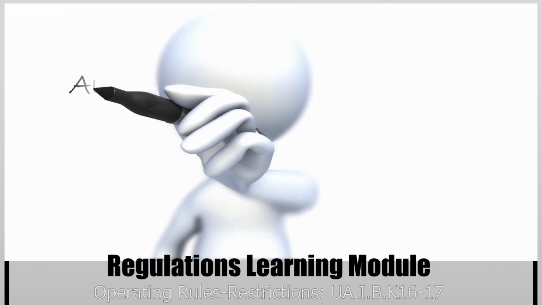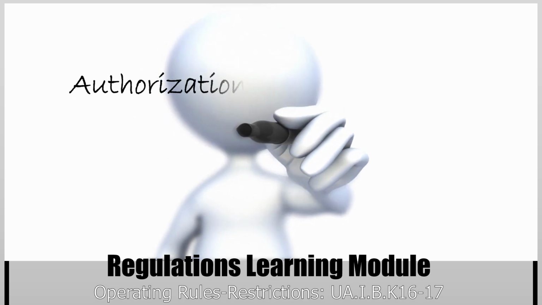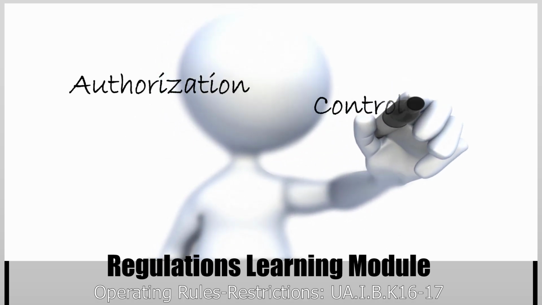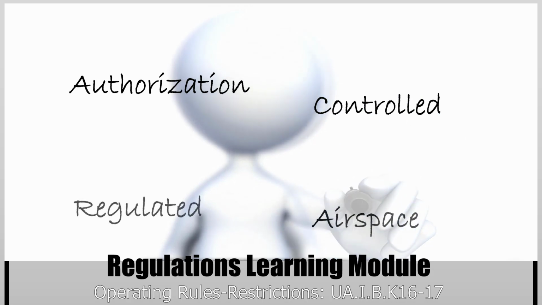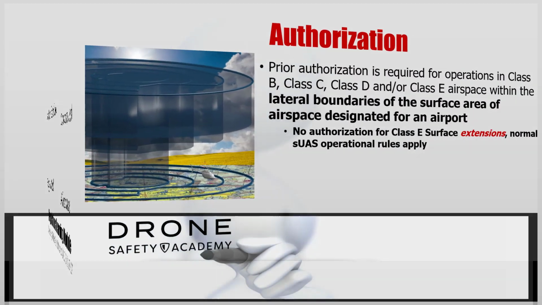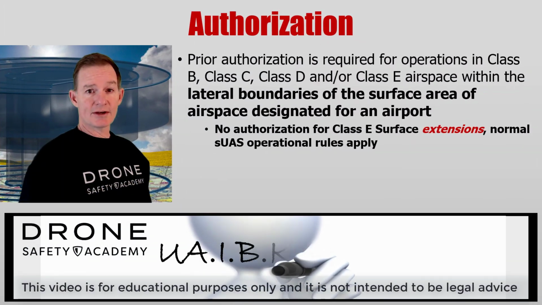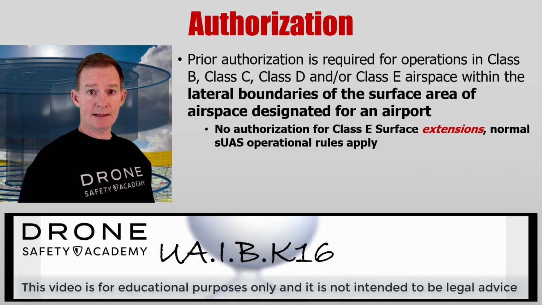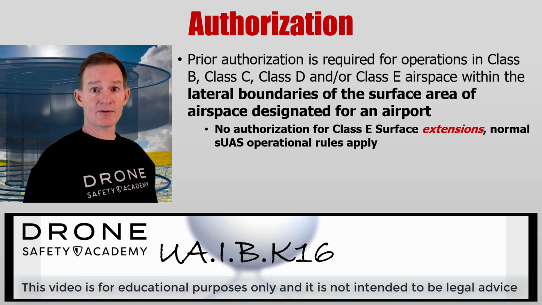Welcome back. In this one, we're going to talk about authorization for select airspaces, which are controlled and regulated. Prior authorization is required for Class B, C, D, and Class E within the lateral boundaries of the surface area of the airspace designated for an airport. No authorization is required for Class E surface extensions, but normal SUAS operational rules apply.